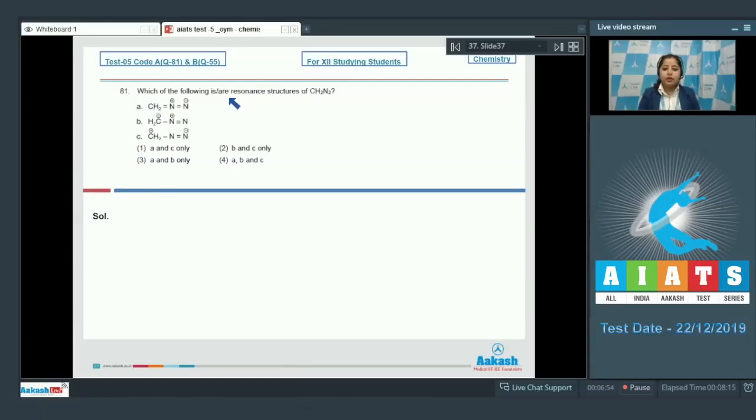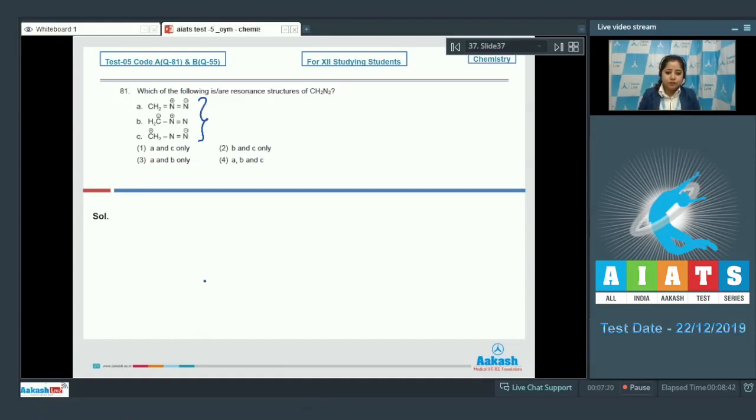Which of the following are resonance structures of CH2N2, which is diazomethane? Students, in this question we are given three resonating structures and we have to identify which is the resonating structure of diazomethane. It is very clear that all three structures given are the canonical structures of diazomethane. That means the resonating structures of CH2N2.